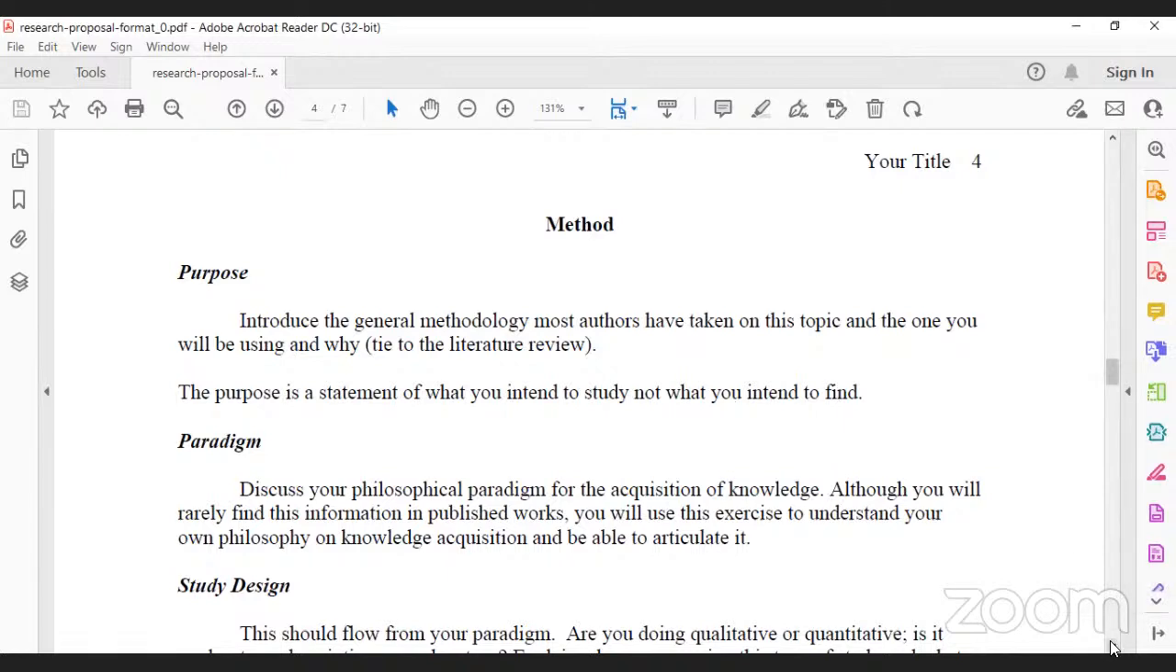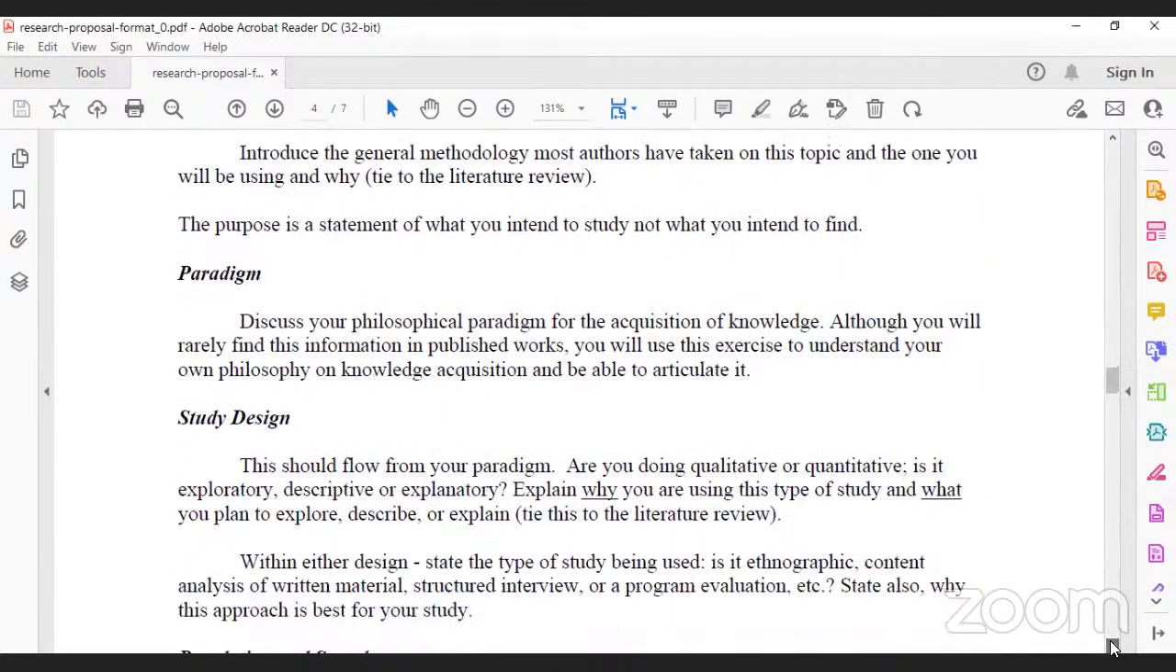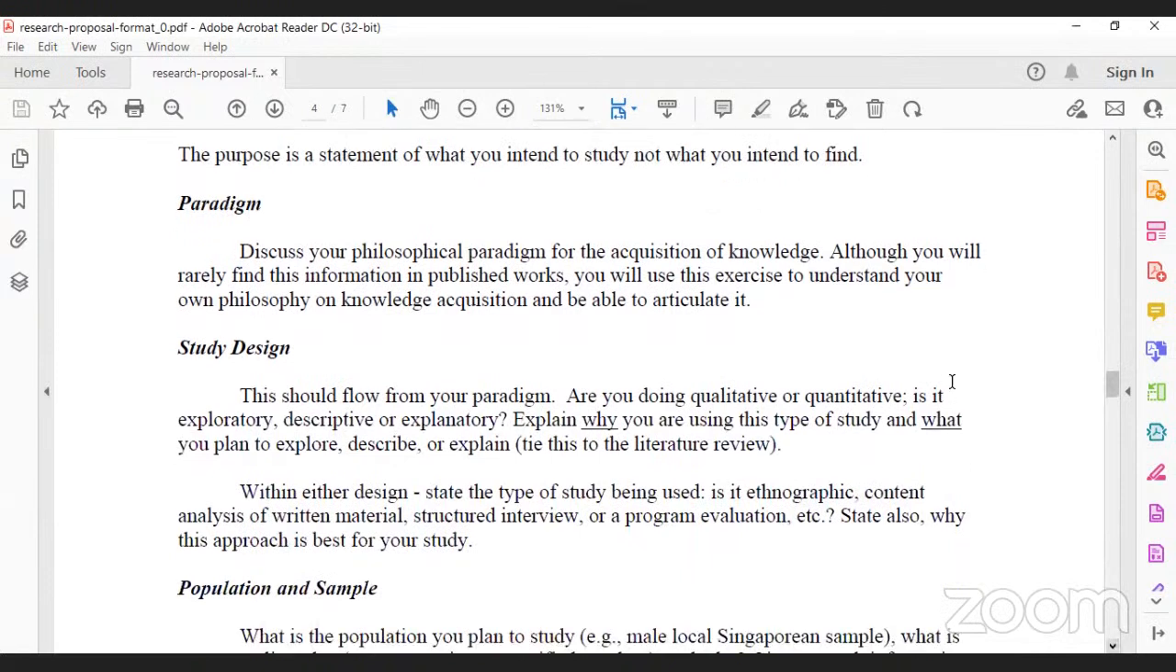Next would be paradigm. So discuss your philosophical paradigm for the acquisition of knowledge. So the paradigm means what will you do? What kind of philosophy will you apply? So this can be skipped. It is not very necessary, but it is around the theoretical understanding of how you are planning to proceed, and what kind of acquisition of knowledge you are going to achieve through this proposal.